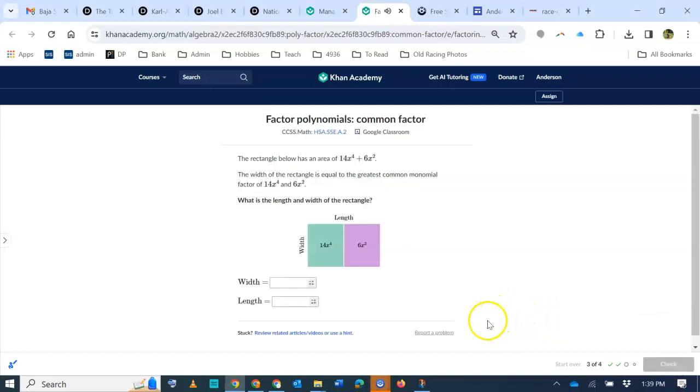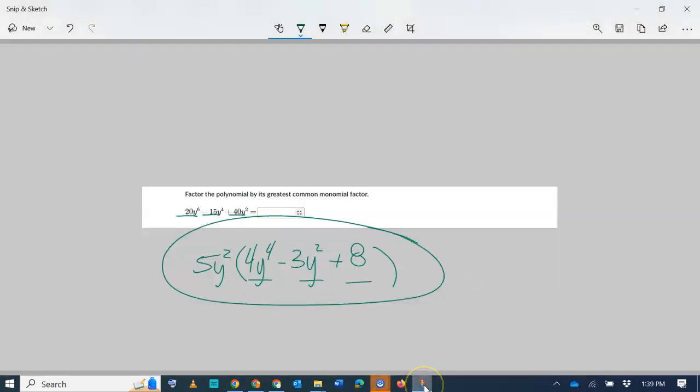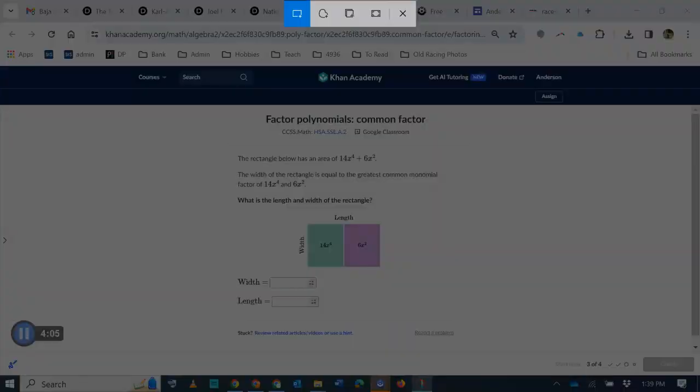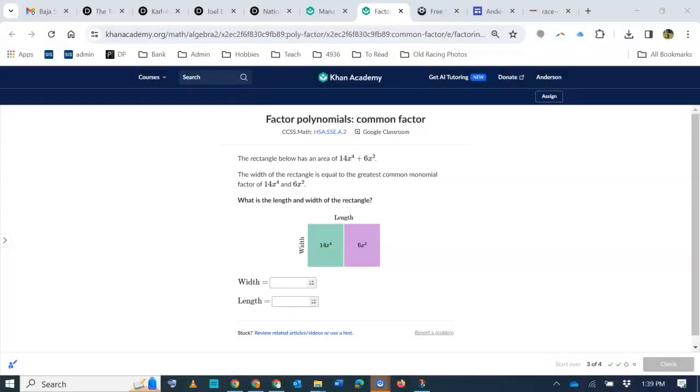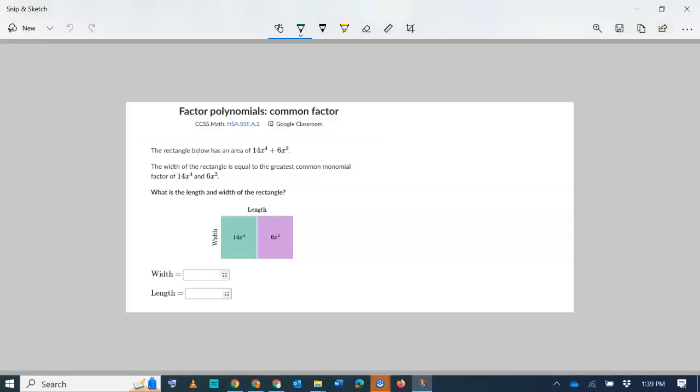Let's do one more. All right, this one's a little easier. Okay, snip. All right, so we need the width and the length. So let's first go to our width. What's our greatest common factor of 14 and 6? They're both even. So a 2 can come out. The other factors of 6 are 3 and 6. Both 3 and 6 do not go to 14. So 2 is our number. And I see 4 x's and 2 x's. So 2x squared is our width.